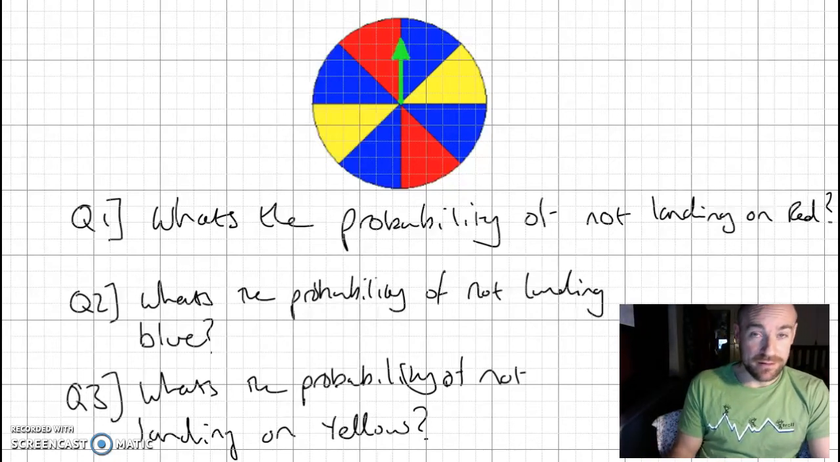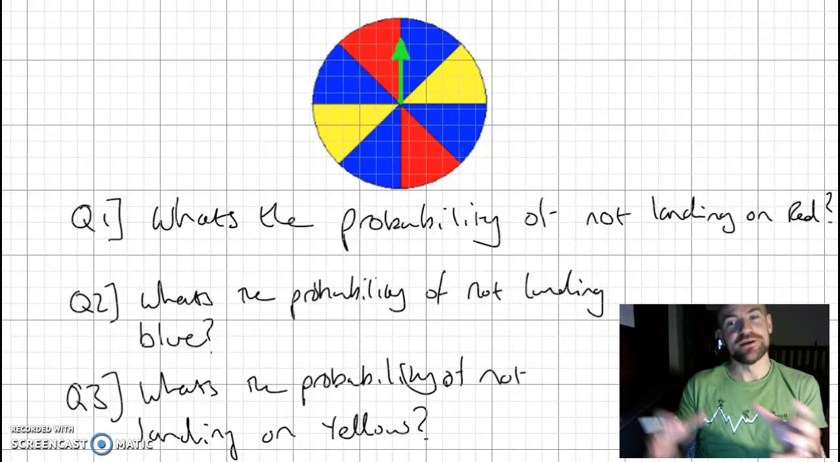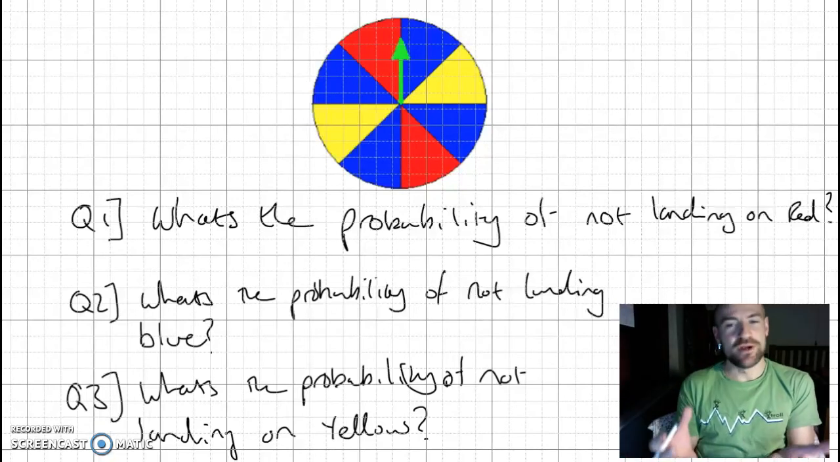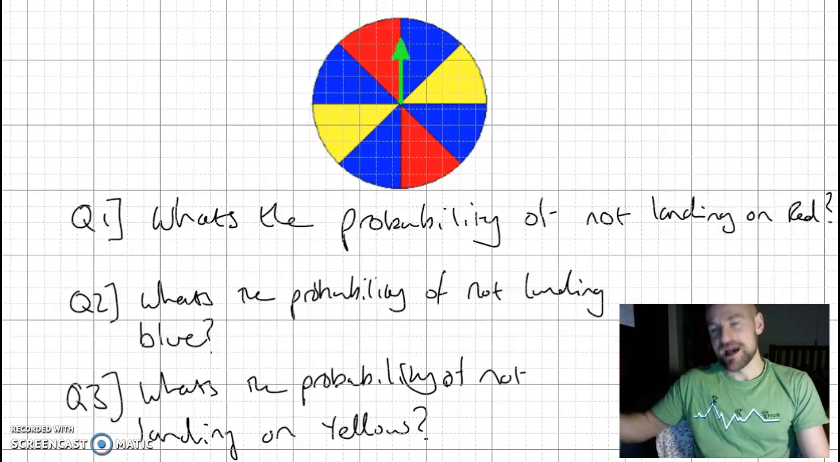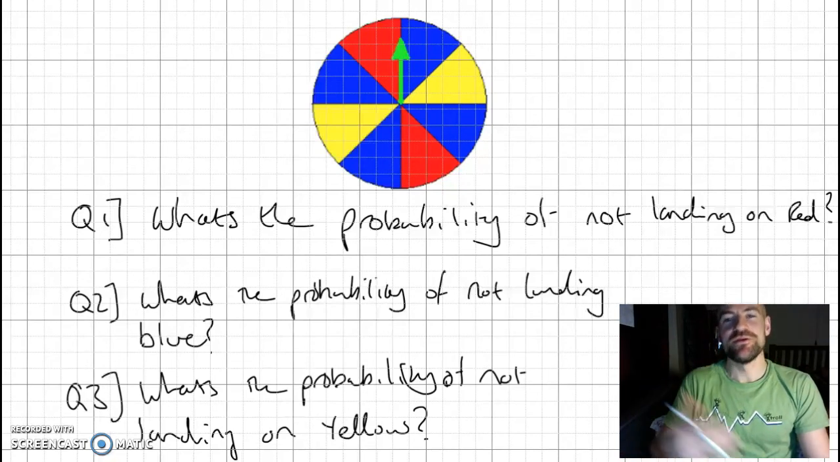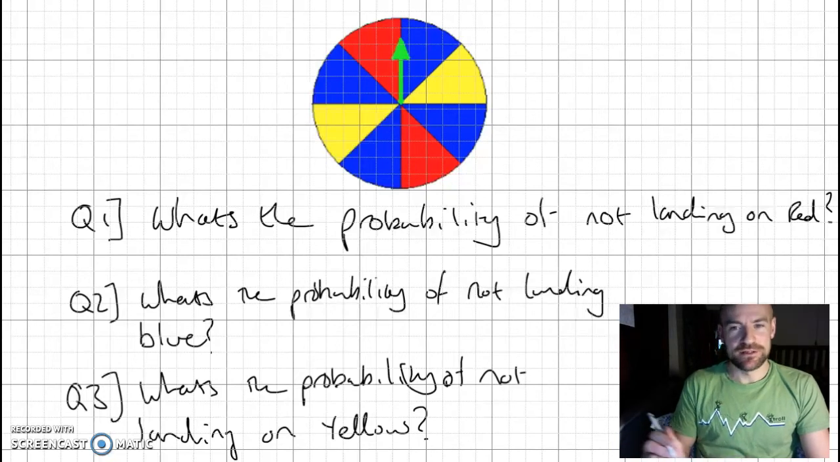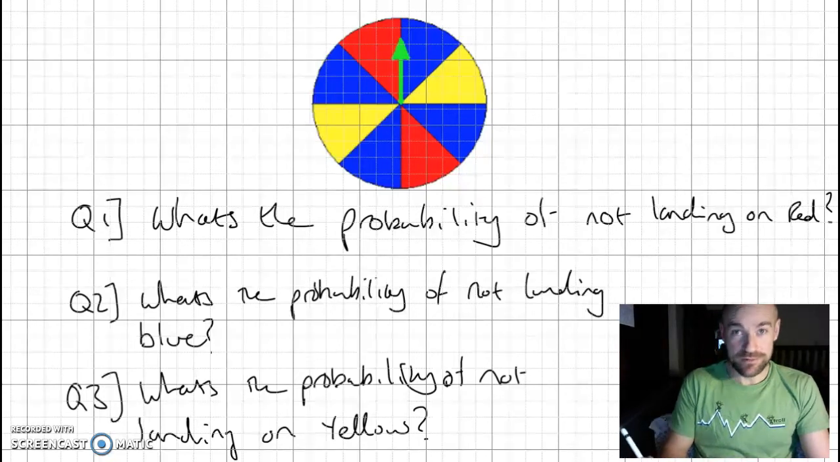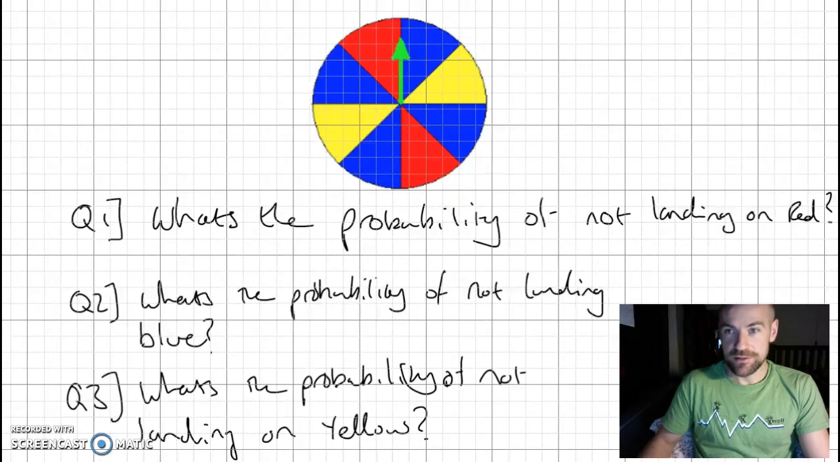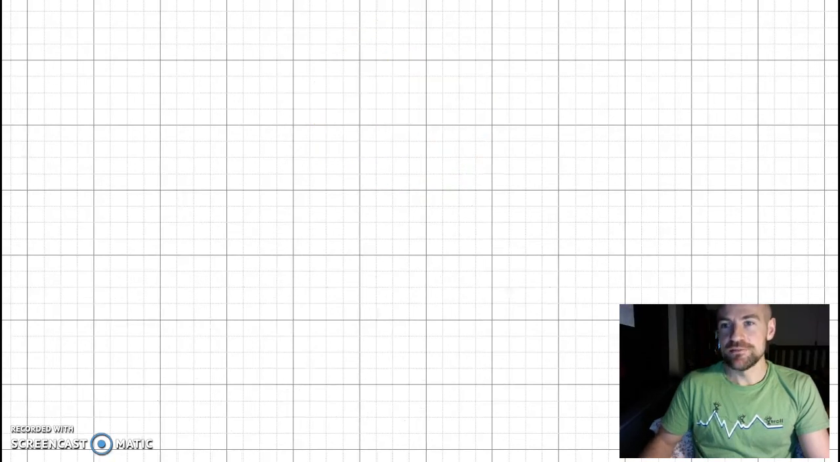Now remember, the probability of not landing on something, or an event not happening, is just 1 minus the probability of it happening. So remember that when you do your calculations, show your workings out, and then you can check your answers, which are on the way now. So pause it if you need to. Keep it for a while longer, because here come the answers.